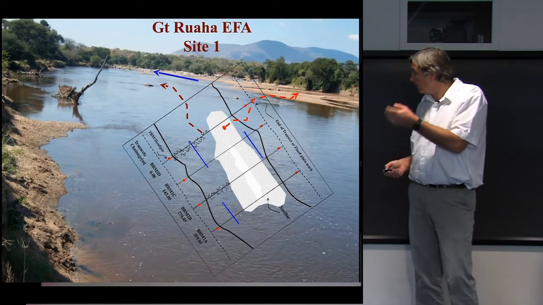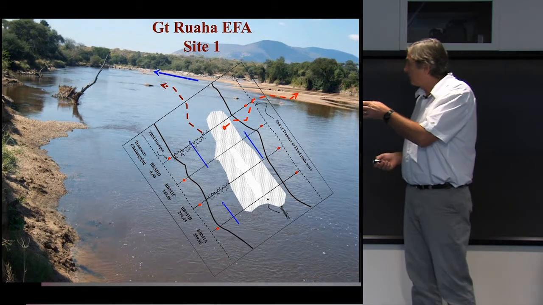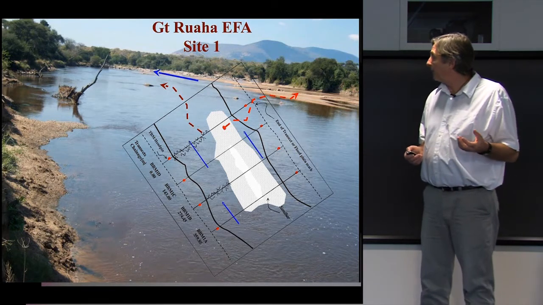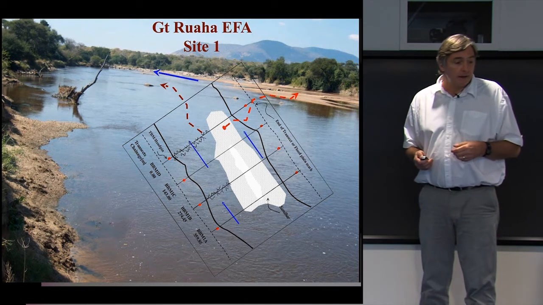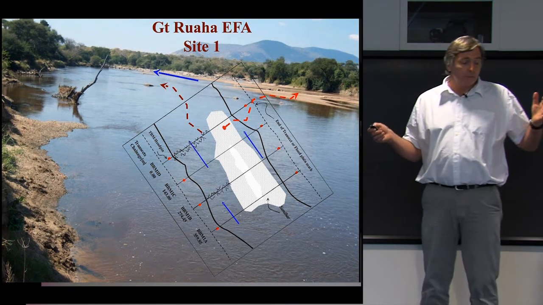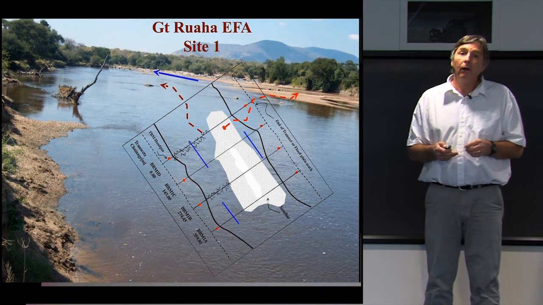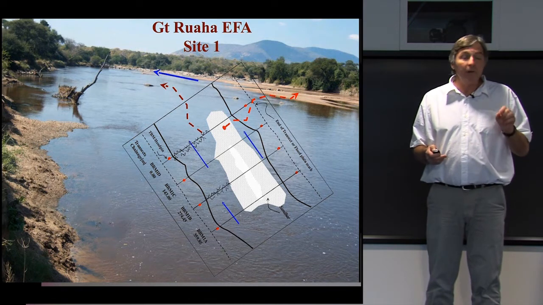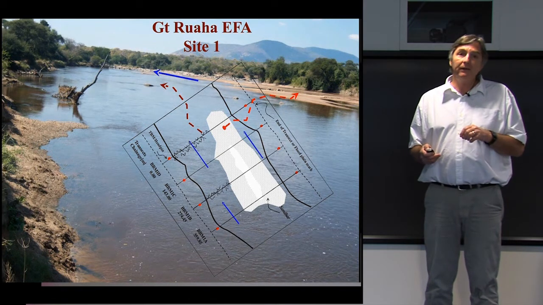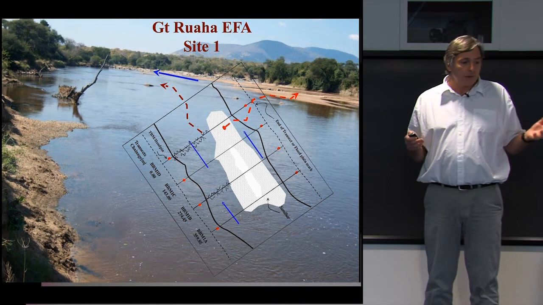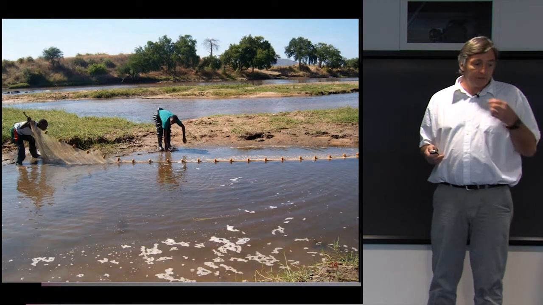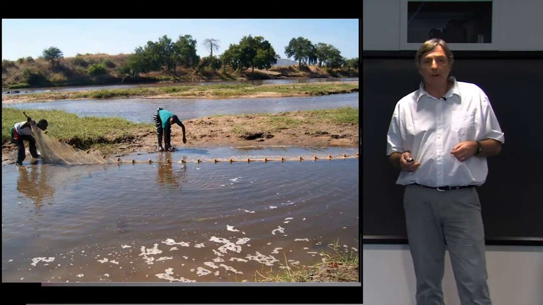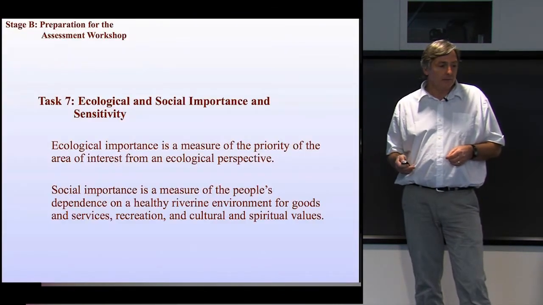Okay, here's just an example of the characterization of a particular site in the Ruaha River in Tanzania, just to give an example of the kind of specific site on which the detailed work would be done on the fish, riparian vegetation, geomorphology and so on. Okay, and there's some of the fish sampling being done at that site.